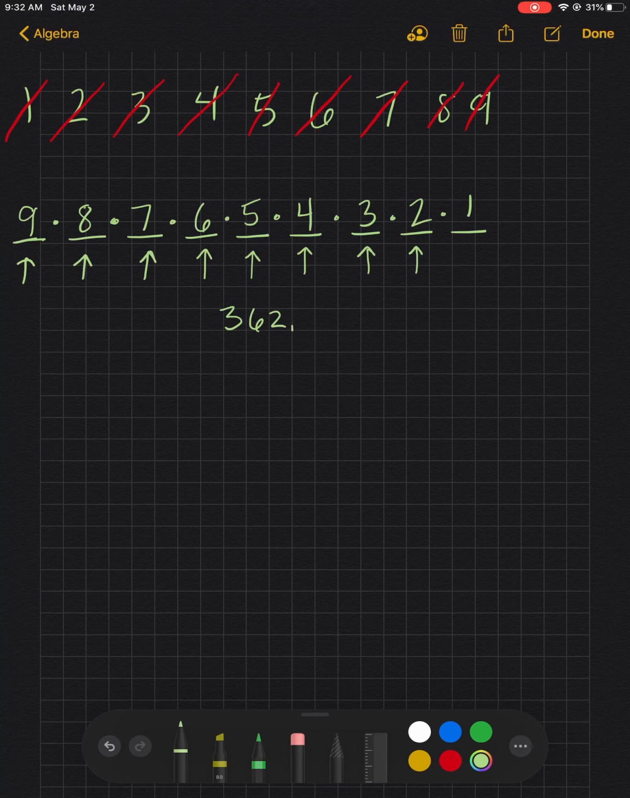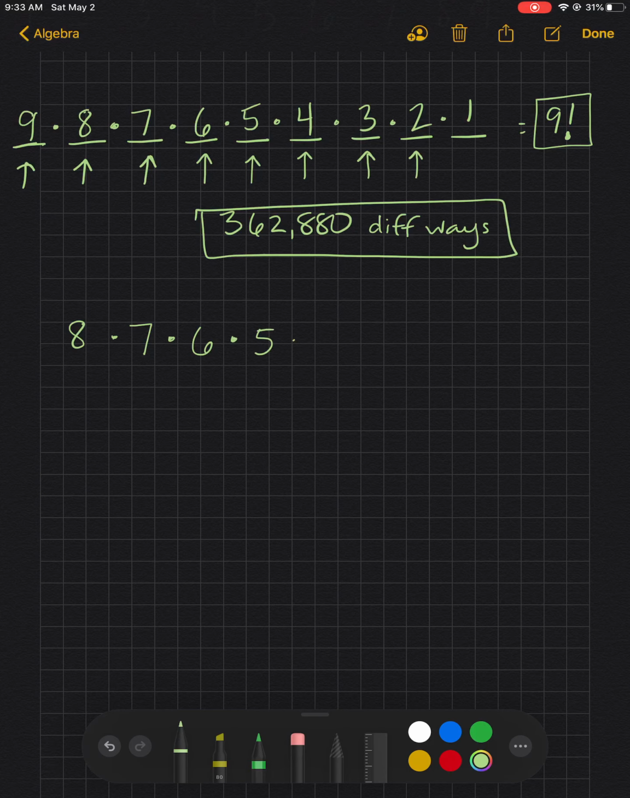It says a swimming pool has 8 lanes. In how many ways can 8 swimmers be assigned for a race? All right? So how many different ways can we do that? We've got 8 slots and 8 players. So we've got 8 choices for the first lane. For the second lane, we've got 7 choices. Then 6 choices. Then 5 choices. Then 4. Then 3. Then 2. Then 1.